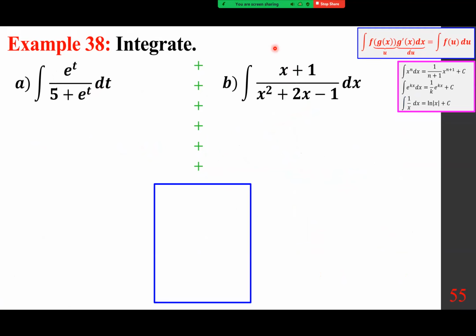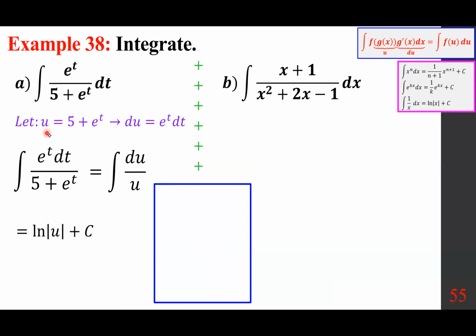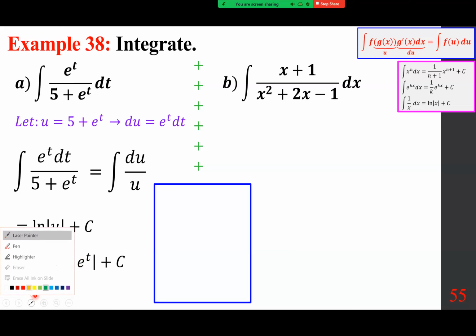This is a fractional format. This is a rational function. So why am I putting them next to each other? Because ultimately, for any fraction, the first step is to simplify if you can. If you cannot, u would be the denominator. And as you know, if you differentiate this, you get e to the power of t. Therefore, du is e to the power of t dt. And now this becomes the integral of du over u, which is a good old natural log. And you replace the u. Pay attention to the fact that this expression is always positive. Therefore, if you change this to parentheses, it's okay. If you have any doubts, you can keep the absolute value.